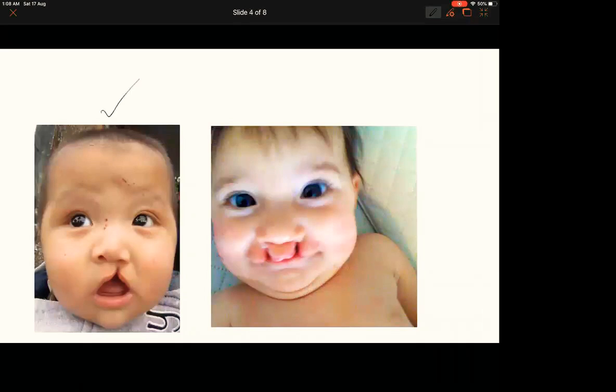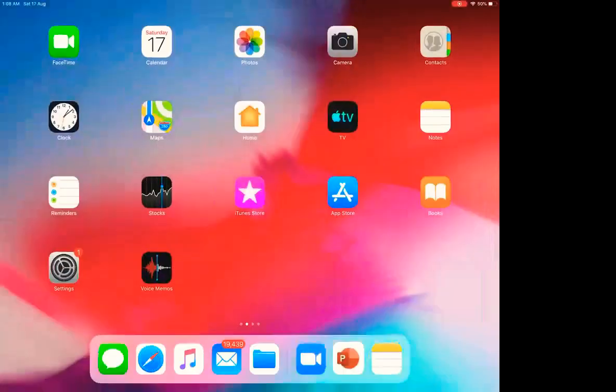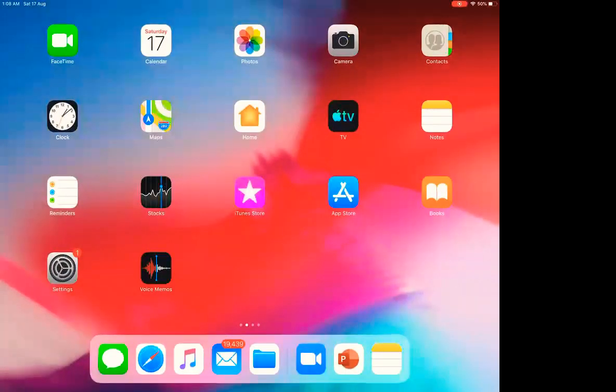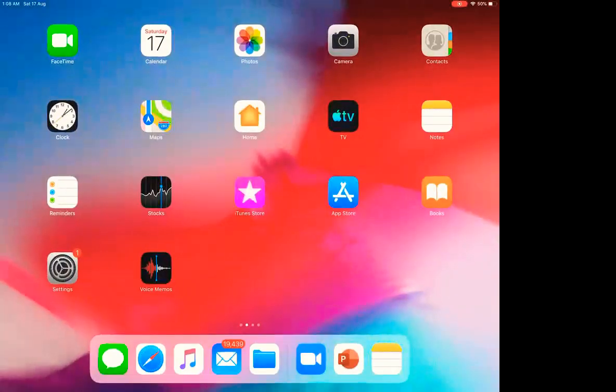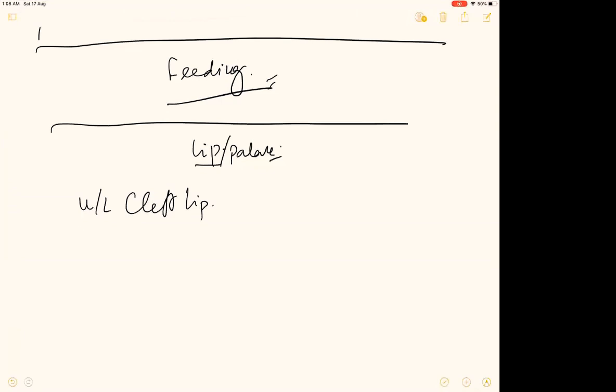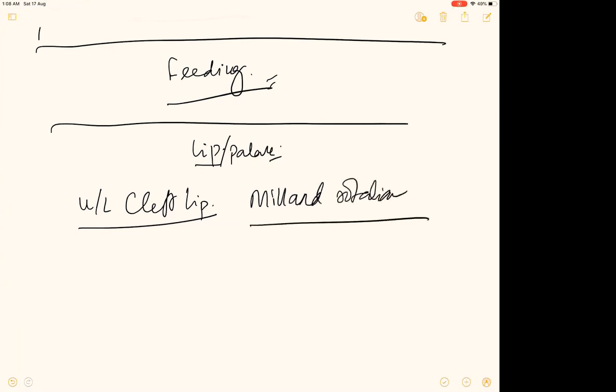So let us talk about unilateral cleft lip. Please remember it is a unilateral cleft lip that we are talking about. In this unilateral cleft lip, what are the surgical options that we have for this kid? So let us write them. For a unilateral cleft lip, the most common one is something called Millard's rotation. A very common one asked in the viva. So this is Millard's rotation.